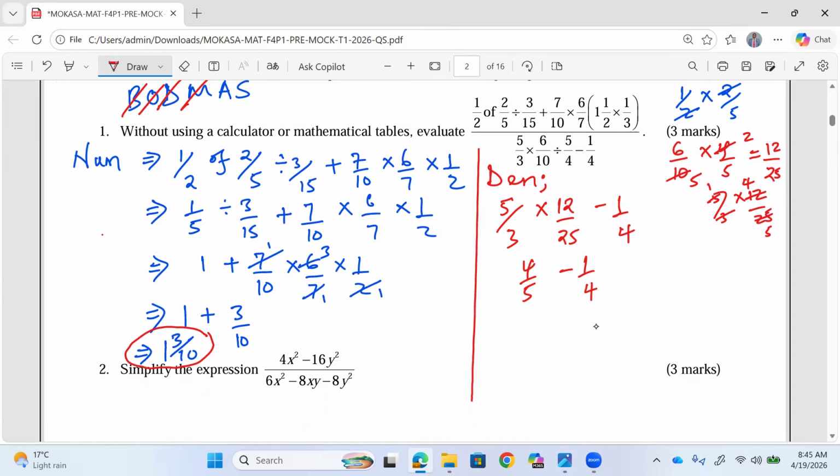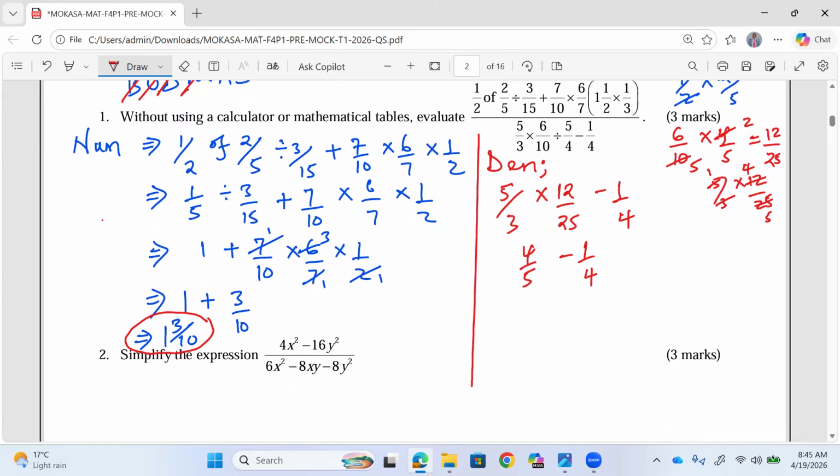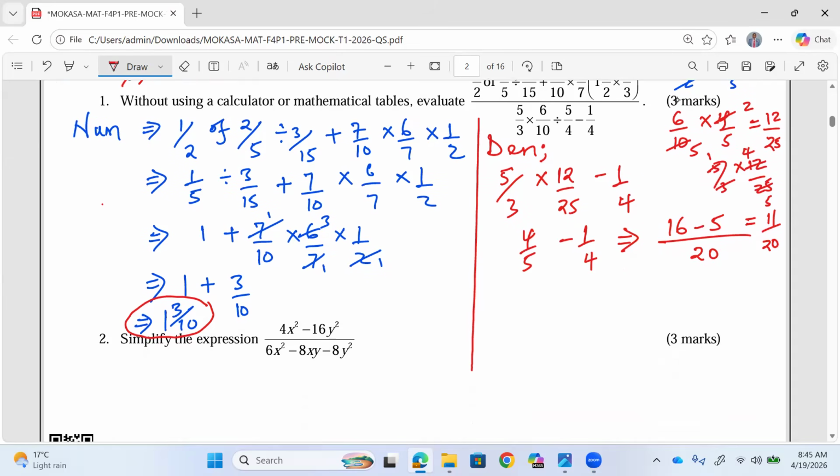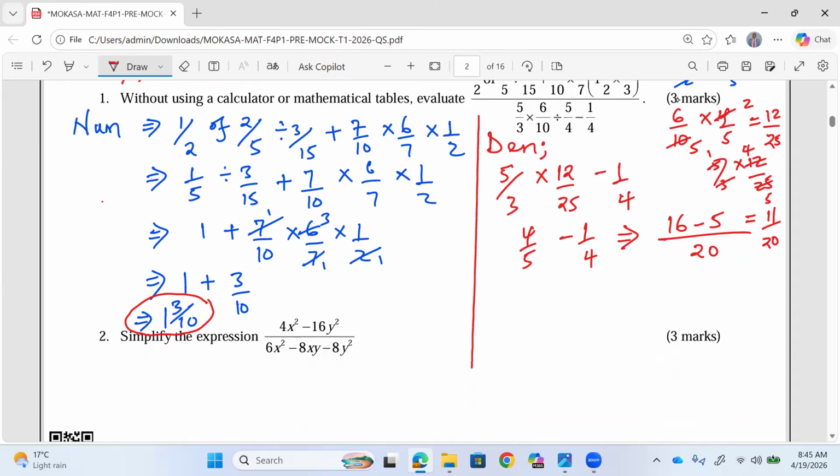And remember, we've been told without a calculator, without a maths table. So LCM is 20. 20 divided by 5, we get 4. So 4 times 4, 16. Minus 20 divided by 4, we get 5 times 1. It's just 5. So when we simplify this, it will remain 11 over 20. Yes, 11 over 20.